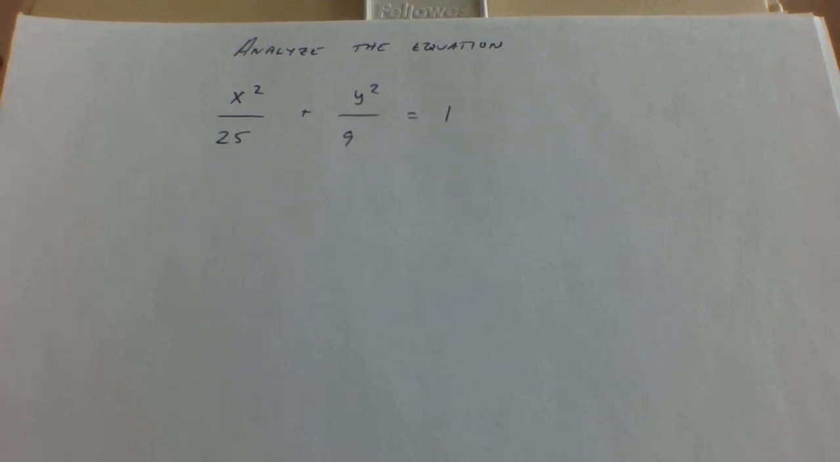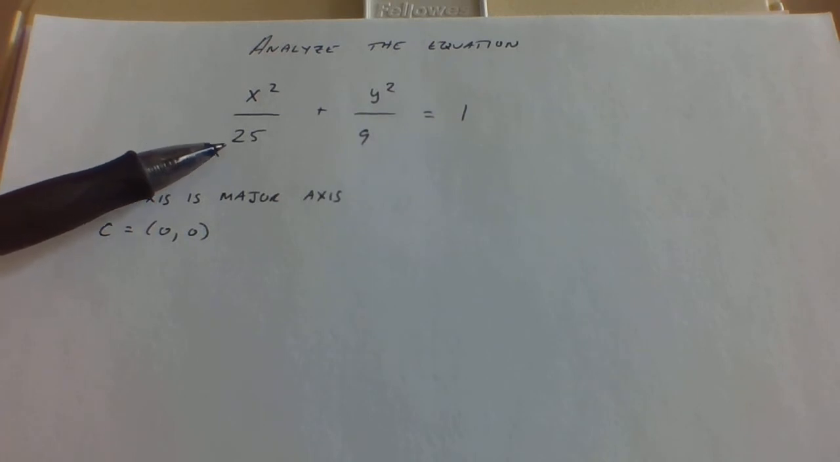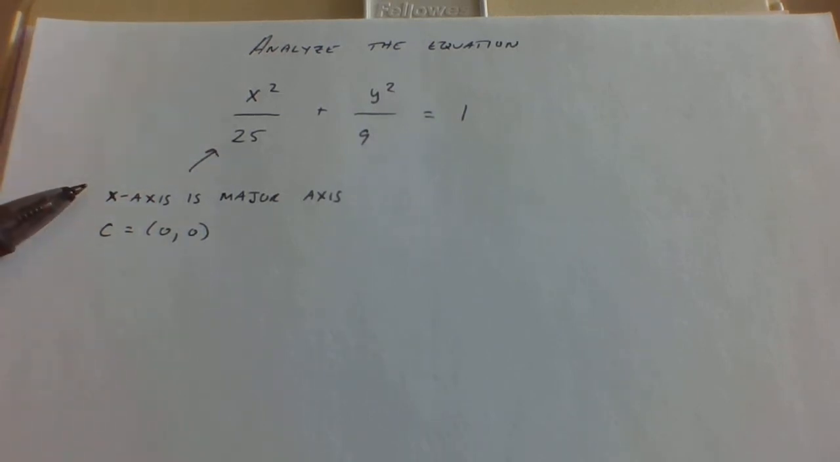In our next example, we want to analyze the equation x squared over 25 plus y squared over 9 equals 1. There's a couple things that we can recognize from this equation. Our a squared value is the bigger number, which in this case is the 25, and it appears under our x term. So we know that the x-axis, or the horizontal axis, will be the major axis.